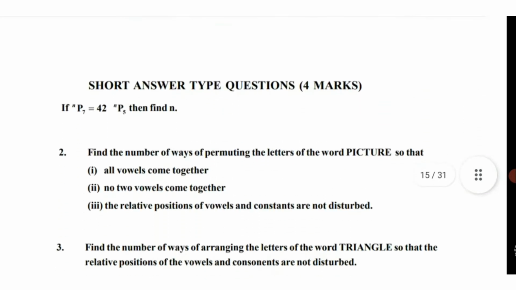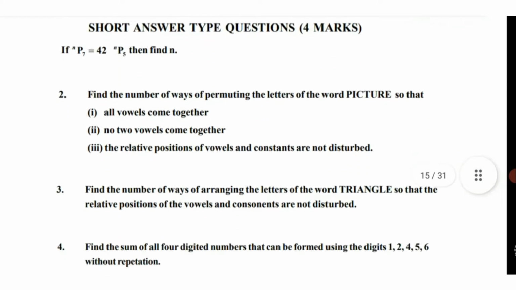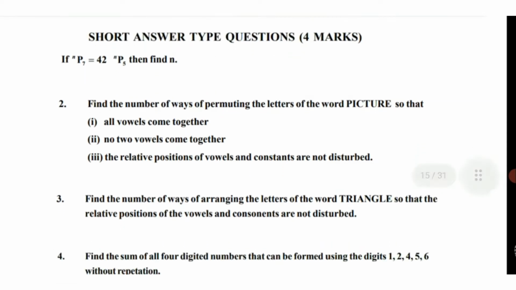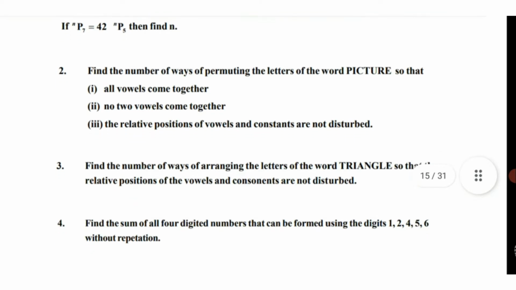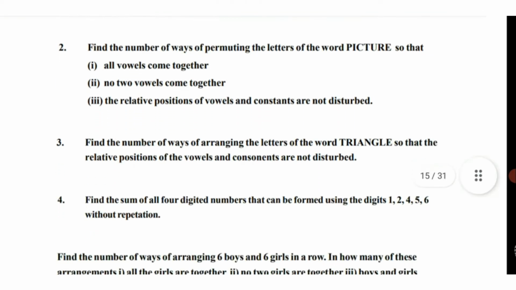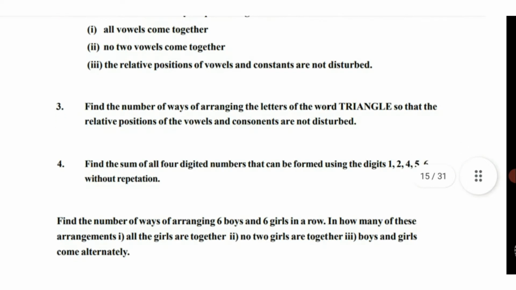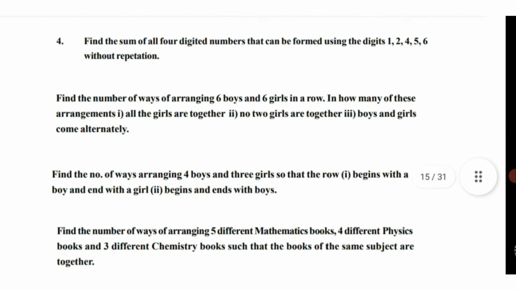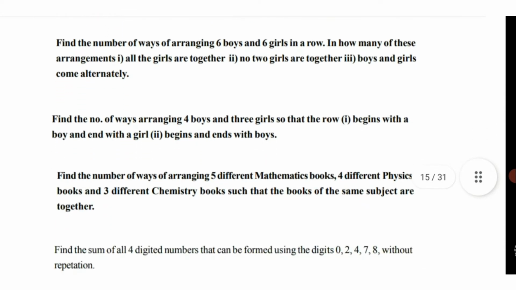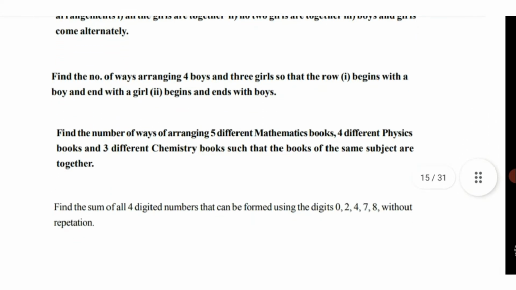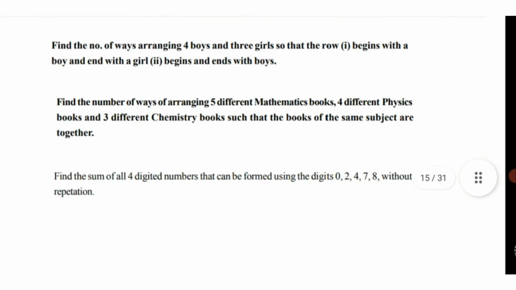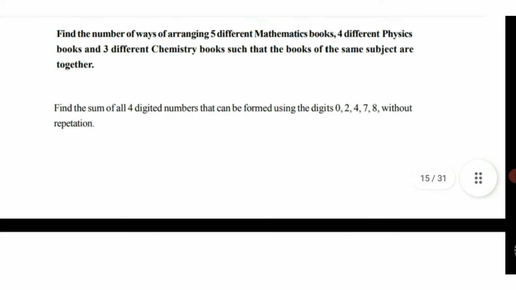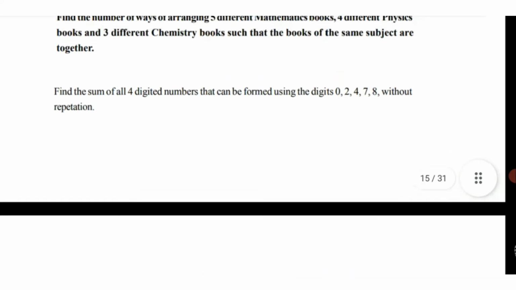Then the SAQ questions from this chapter. The first is find the number of ways of permuting the letters of the word, so that. Next, third one is also very important. Triangle, 4-digit number. Find the number of ways 6 boys and 6 girls in a row. Find the number of ways 4 boys, 3 girls. Next, number of ways of arranging 5 different mathematics books, 4 different physics, chemistry books. Last one is a very important question.